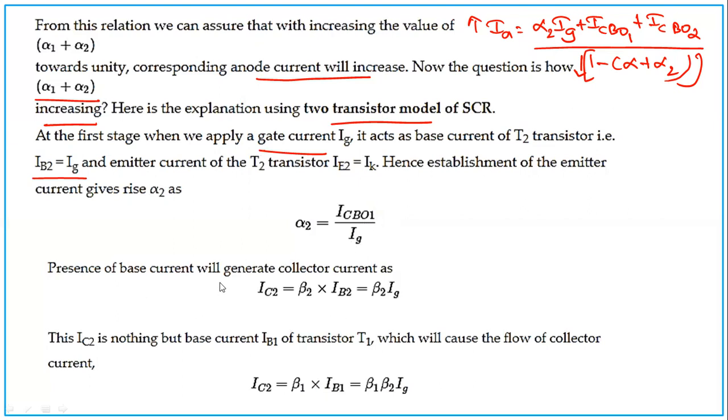And presence of gate current will generate collector current. So you are giving the gate current and you will have the collector current, right? That's how transistors work. So IC2 is equal to beta 2 into IB2, that is beta 2 into IG. This IC2 is nothing but the base current IB1 of transistor T1, which will cause the flow of collector current. Therefore, IC1 is equal to beta 1 into IB1, that is equal to beta 1 into beta 2 into IG.